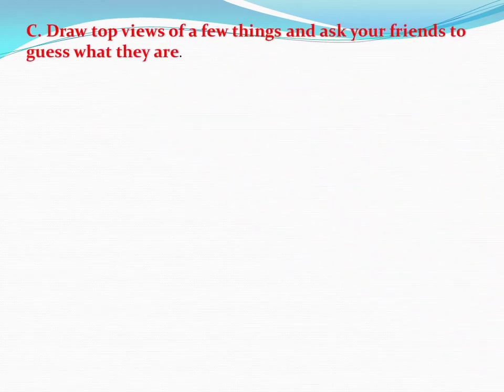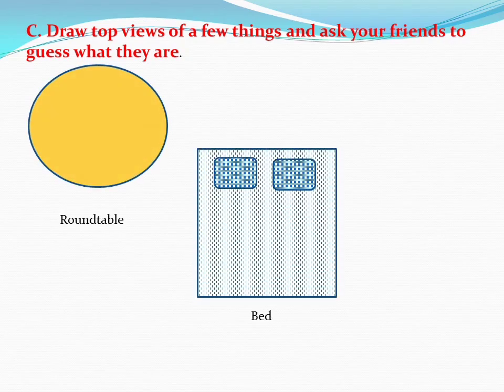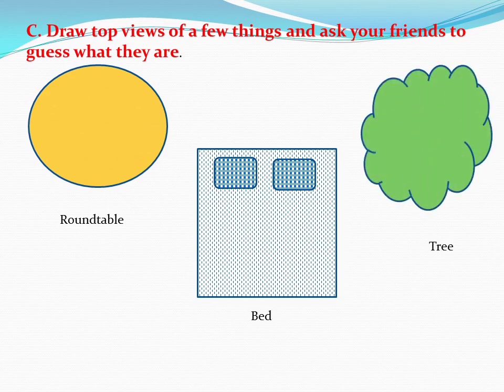Draw top view of a few things and ask your friends to guess what they are. See, here you cannot ask your friends, so you can ask your family members nowadays, as you are in lockdown. You can draw something like this, a round table. This is a bed from the top view and a tree from the top view. You can draw anything you like, or you can draw very easily, and you can ask your family members.